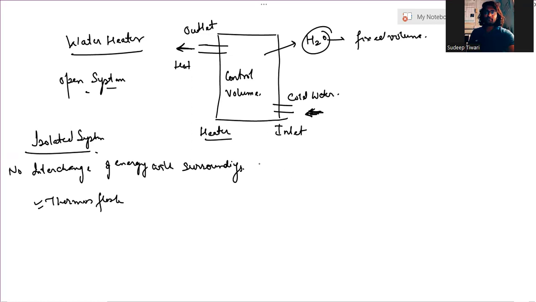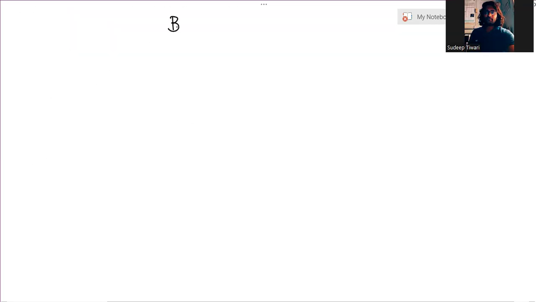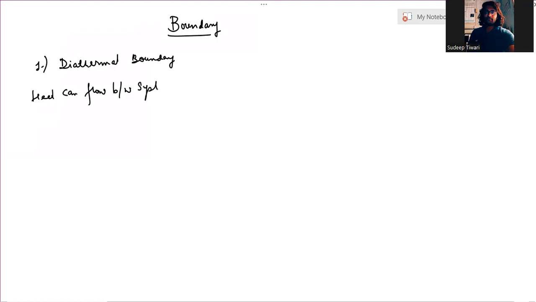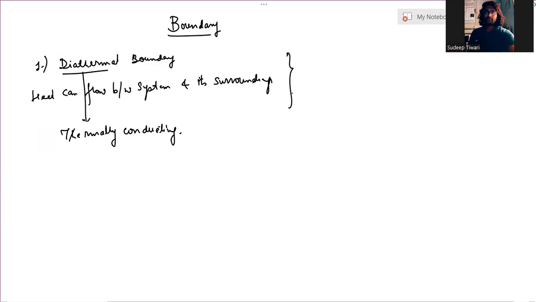Now let us consider another thing. Till now we have studied all these systems. Now let us study boundaries. So number one, diathermal boundary. These are all terminologies that I'm writing. A diathermal boundary is one in which heat can flow between the system and its surroundings. Such a boundary would be called the diathermal boundary, or a thermally conducting boundary. In this case, you can say that the system is in thermal contact with the surroundings.